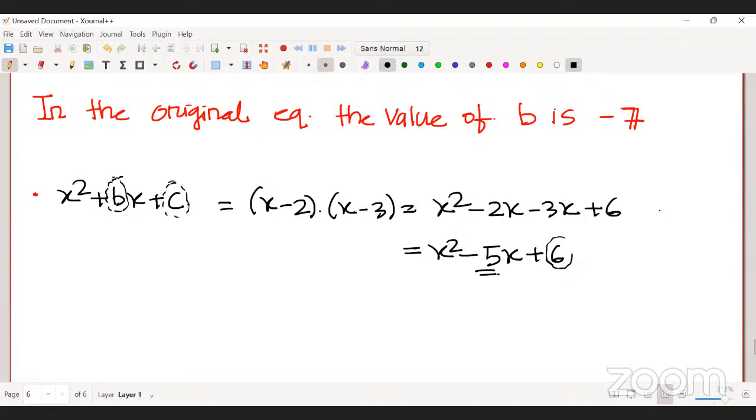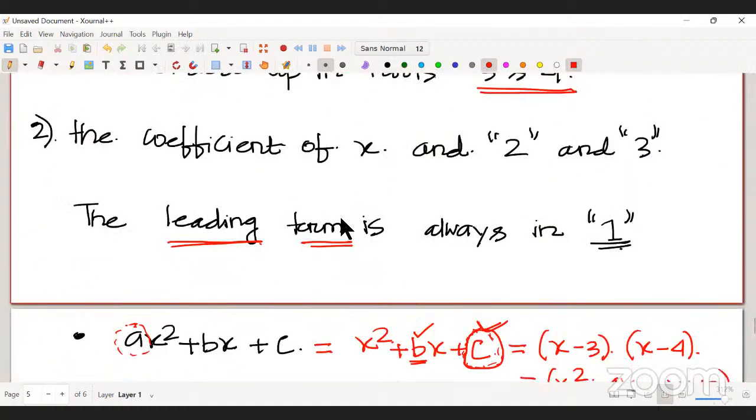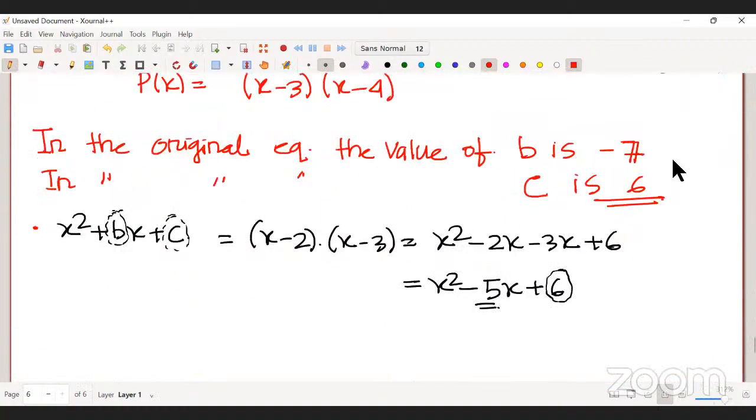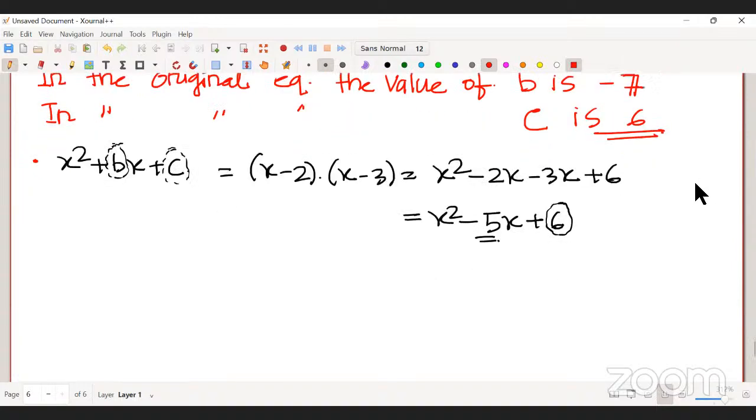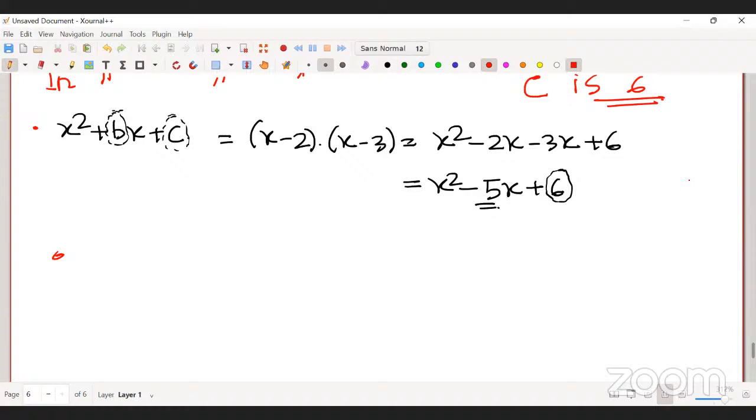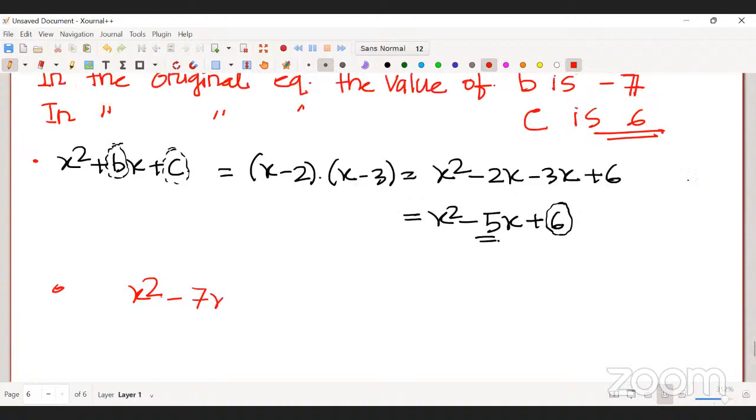So the value of c in the original equation is 6. In the original equation, the leading coefficient is 1, the value of b is minus 7, and the value of c is 6. That means the original equation is x square minus 7x plus 6, right?